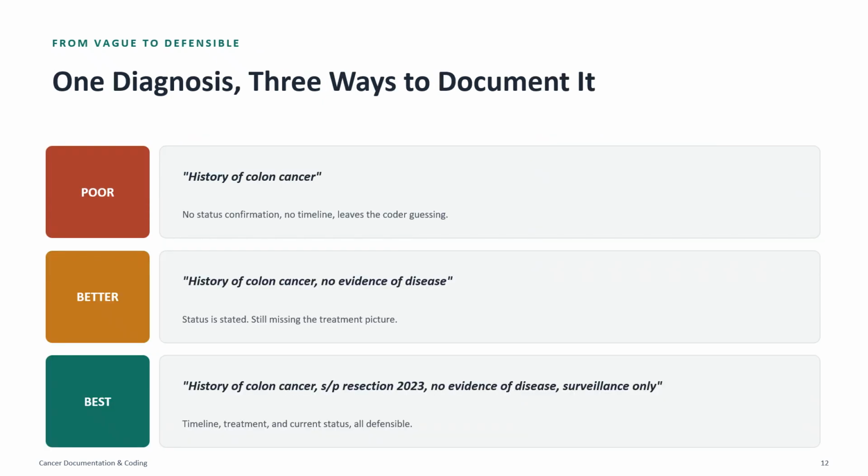Okay, so here is how documentation evolves for the same patient. This is poor: "History of colon cancer." That's all it says. It would be better to say something like "history of colon cancer, no evidence of disease," and now the status is at least confirmed. But that's not the best documentation either. The best would include the treatment timeline and the current status all together. So the difference is the clarity. Better documentation will get you better coding, and you're going to hear far fewer questions from an auditor or a payer.